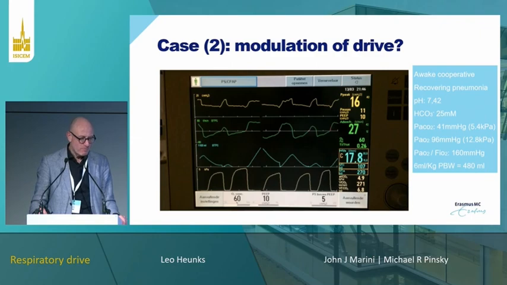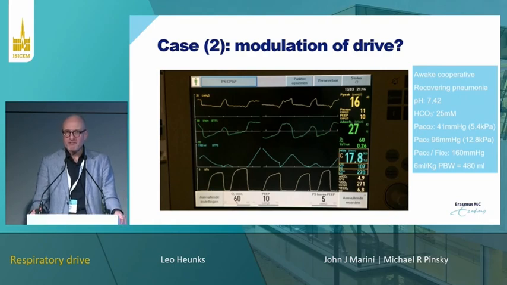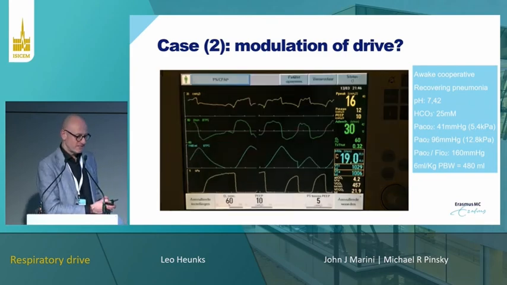Okay, so back to our patient. We have this patient, and actually this patient is reading a newspaper. He's doing fine. But if we want to, how can we modulate respiratory drive? It's not that easy, right?